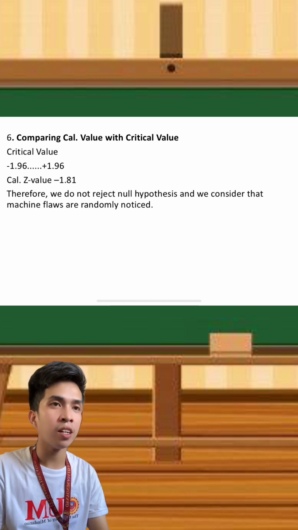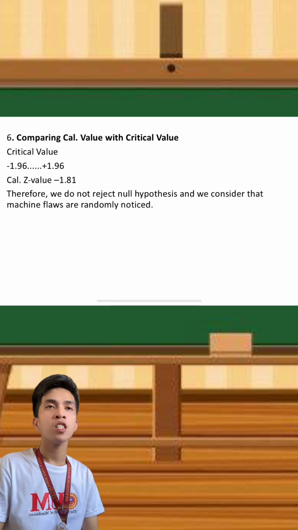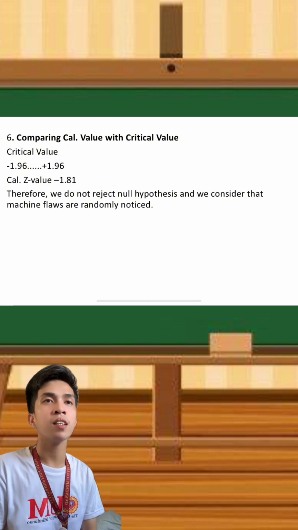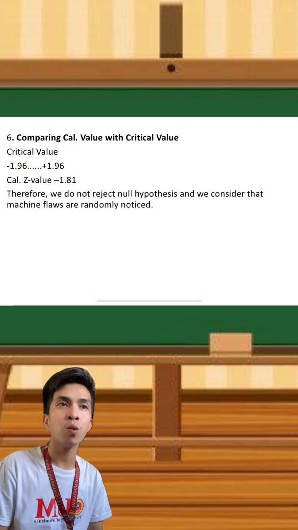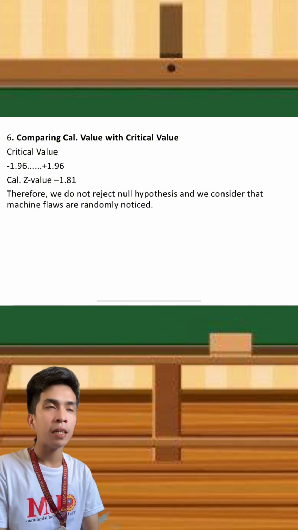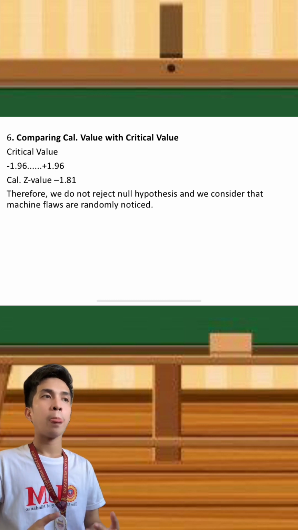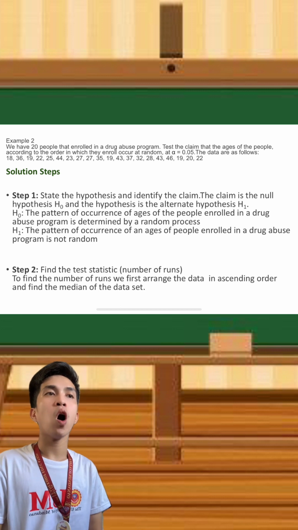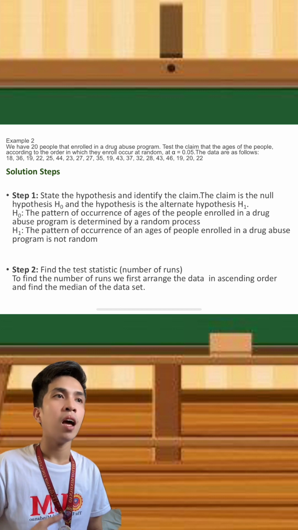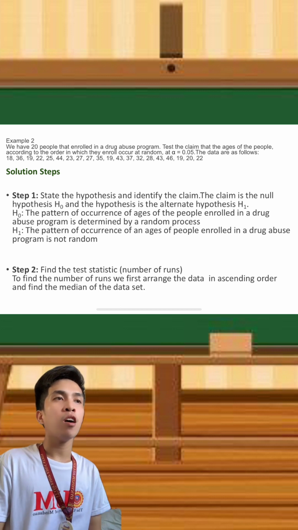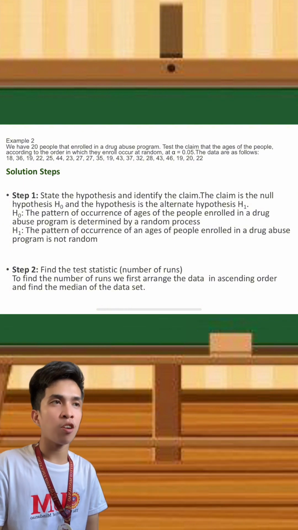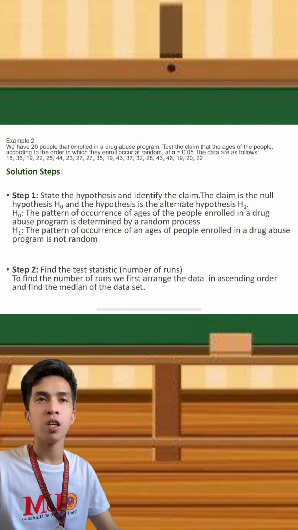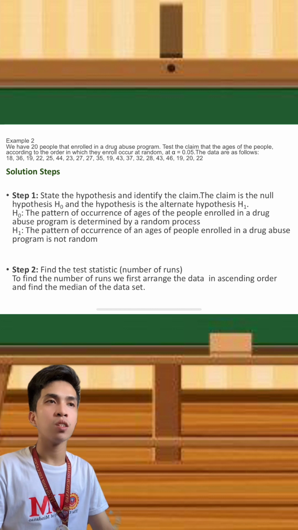So here is our other example, for small runs. We have 20 people enrolled in a drug abuse program. Test the claim that the ages of the people, according to the order in which they enroll, occur at random with an alpha equal to 0.05. The data are as follows: 18, 36, 19, and so on.